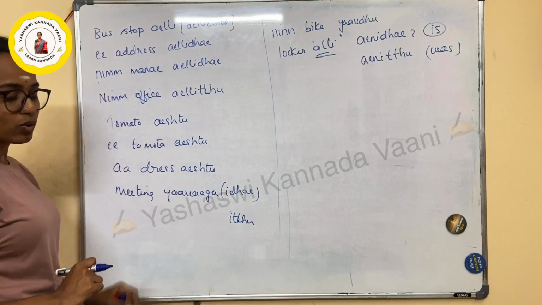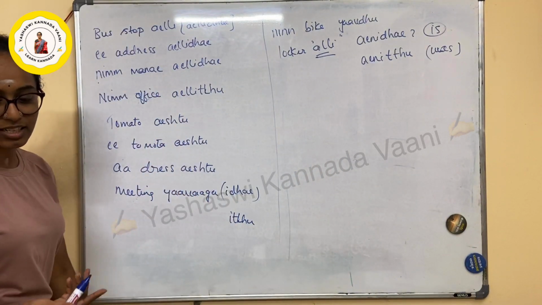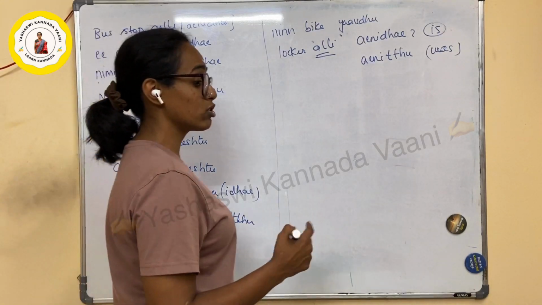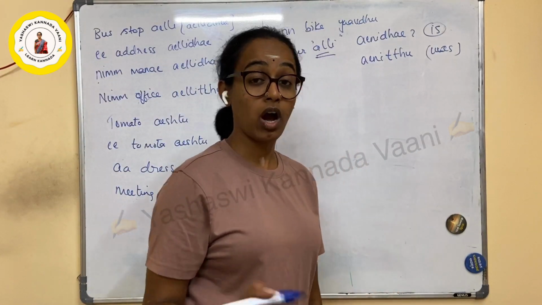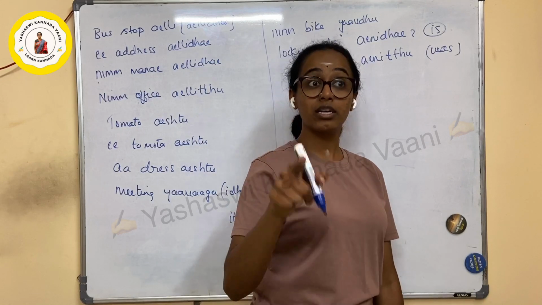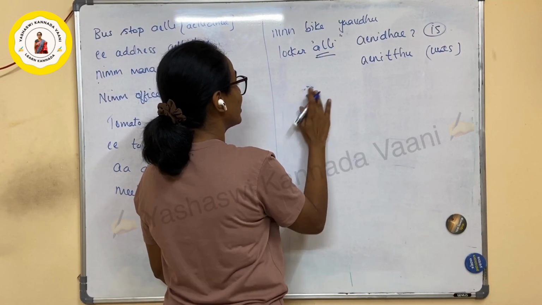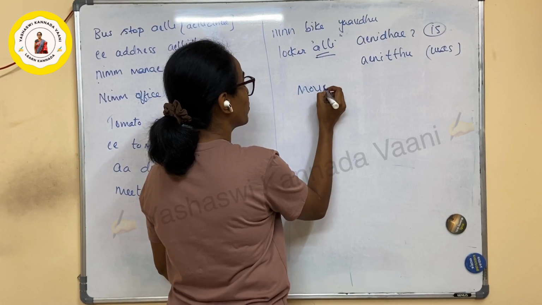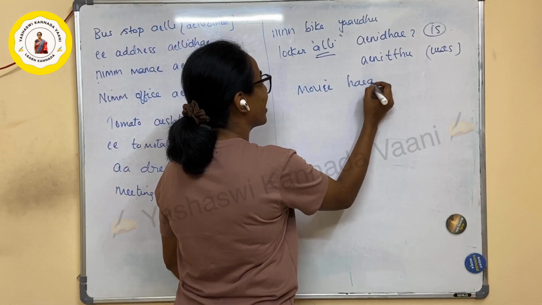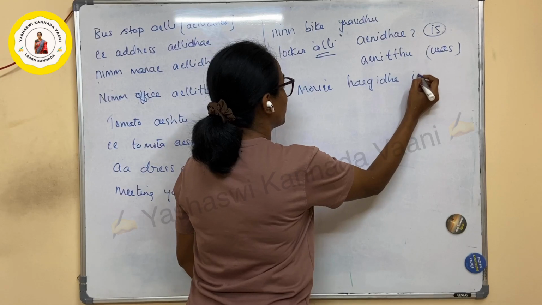Then I want to ask, so we did how much is that t-shirt and all. The next one, most important, is how is the lunch? How is the movie? How is that place? So I'll take the simple one. How is the movie? Movie hegide? Movie hegide. Again, it's a usage of is.